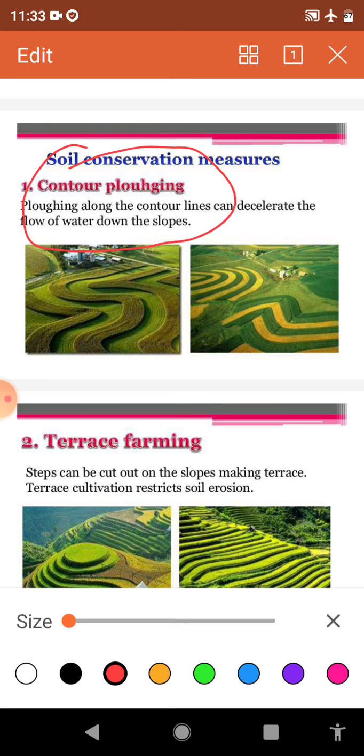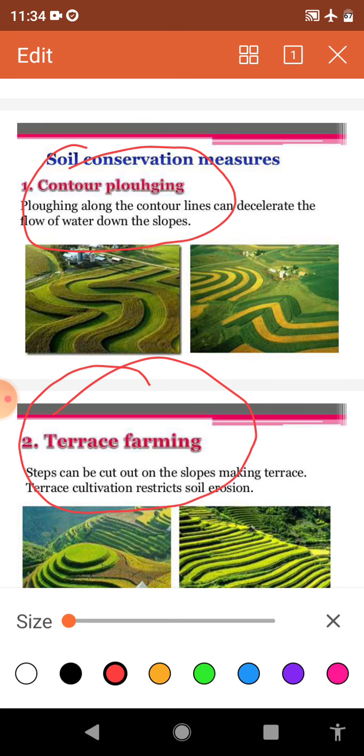The tilling or plowing of land parallel to the contour lines against the slope of the hill is known as contour plowing. And what is a contour line? In science you might have studied, the imaginary lines joining the places having the same elevation or height above the mean sea level. So in this type of plowing, the farmers are tilling the land just parallel to the contour line against the slope of the hill. Then terrace farming can also be included as a relevant point.